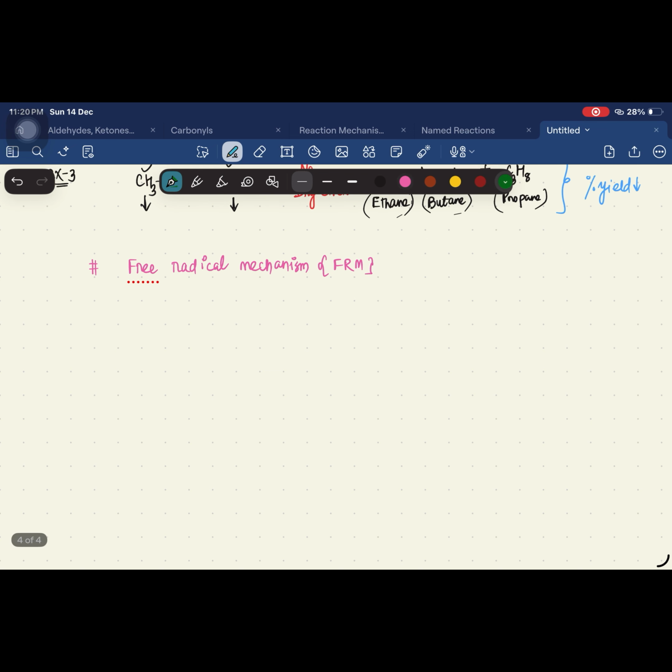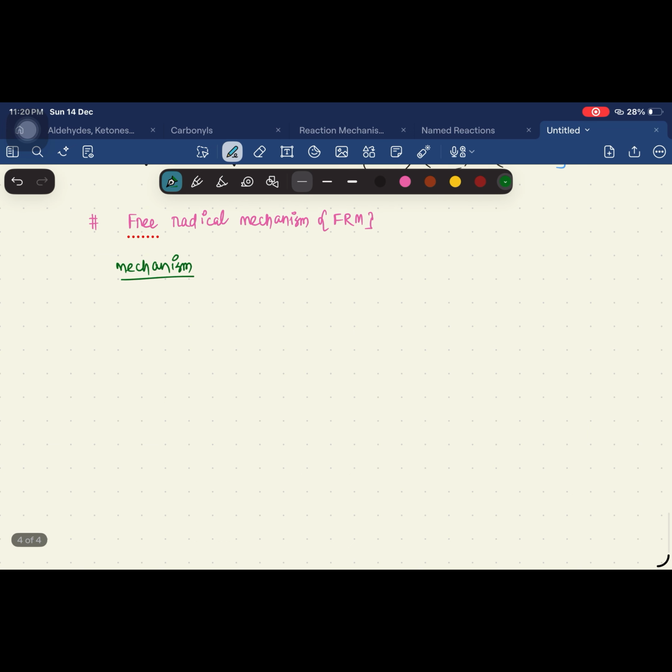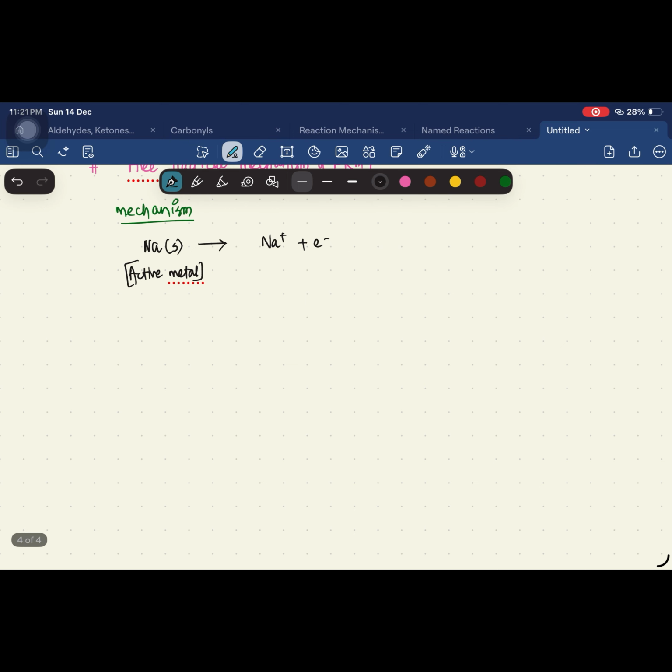So what is the mechanism behind it? Mechanism. First thing first, what will happen? Here we are taking sodium, and sodium is a very good electropositive metal. Also, it is an active metal. So it will obviously convert into Na+ to get an octet, releasing 1 mole of electron. This is step number 1.